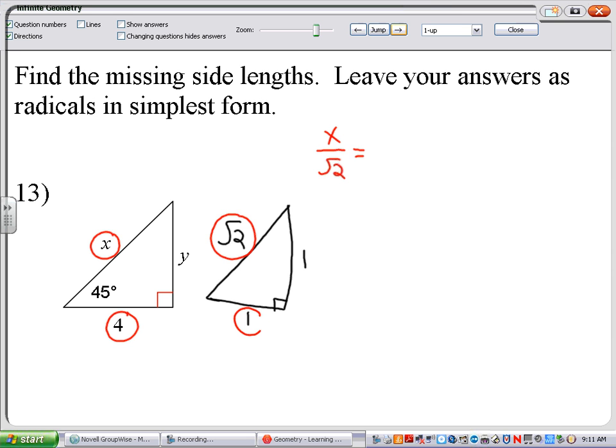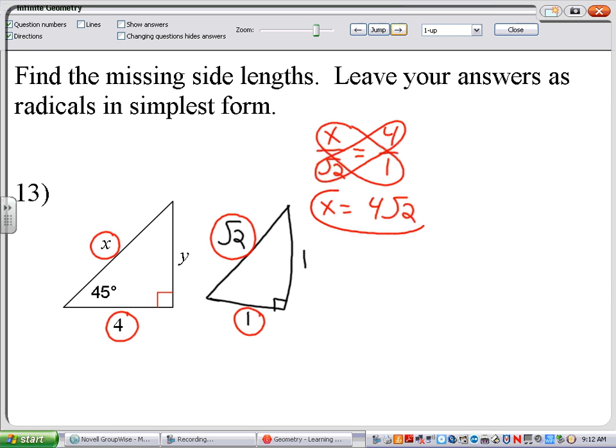this 4 and that 1 go together, so 4 over 1. Solve that by cross multiplying. X times 1 is just x. 4 radical 2 is just written like that. Don't multiply those together and get 8. You cannot multiply those.